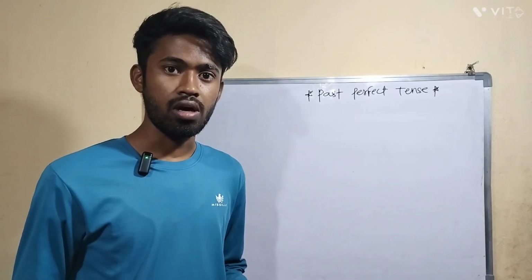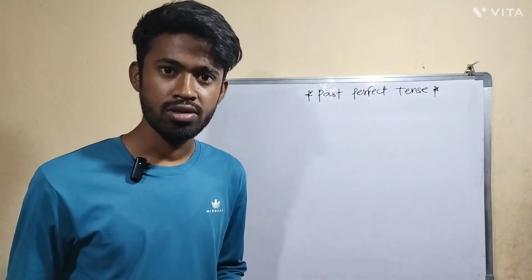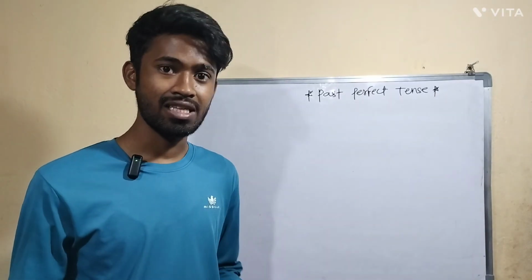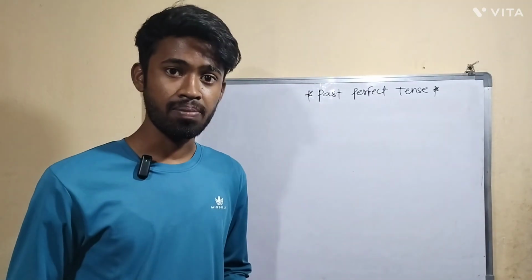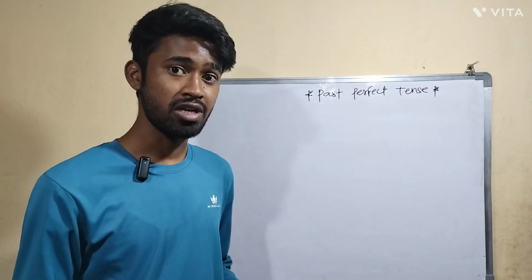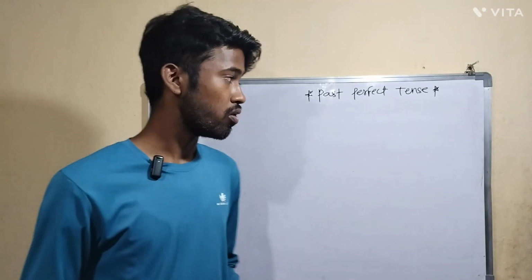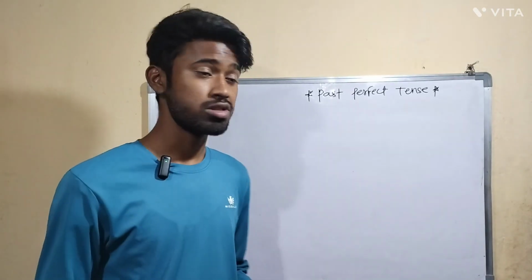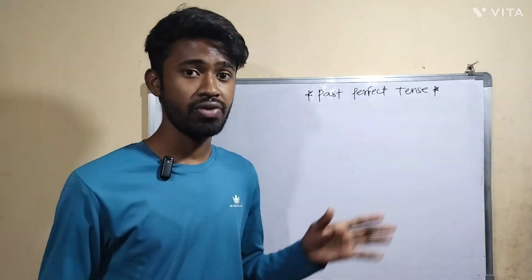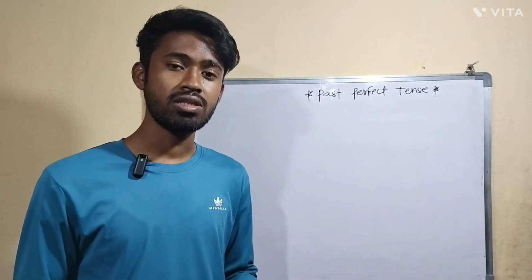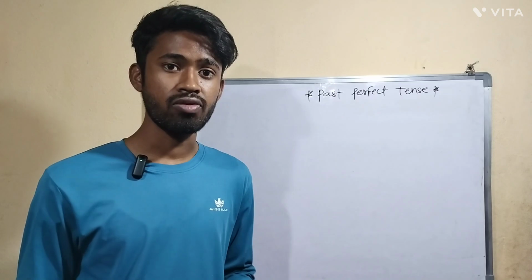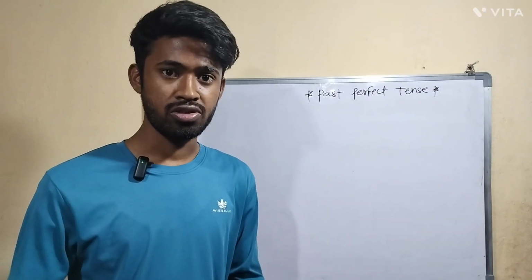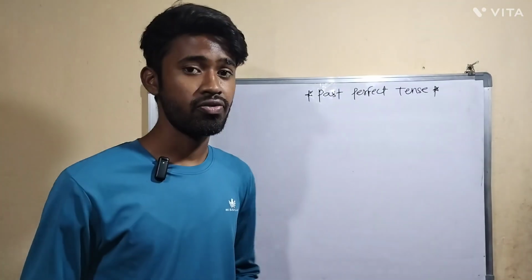Okay, so I recommend you watch the previous video, then only you can understand this video properly. Now this is the ninth part, I think, of the master tense series. In this video we are going to see first when we have to use past perfect tense. After that we will see the positive structure, negative structure, and in the last we will see the interrogative sentence structures in the past perfect tense.